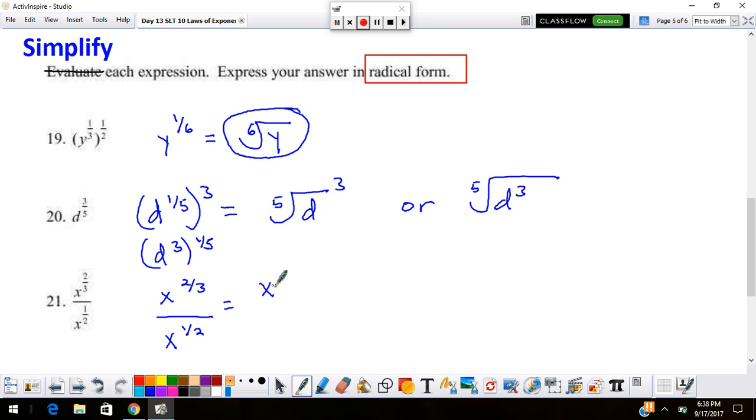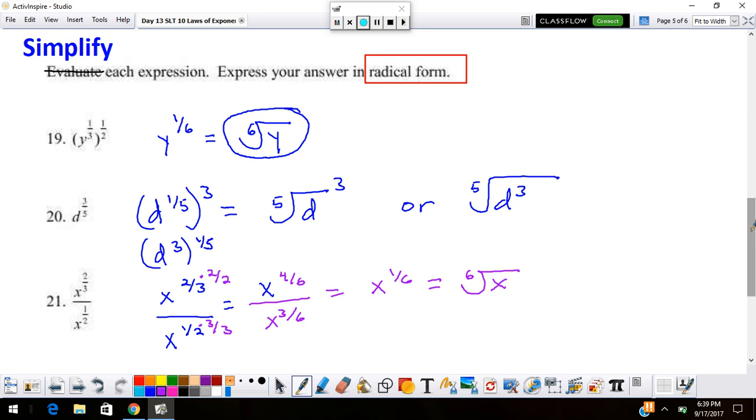How about 6? So I'm going to multiply this fraction by 2 over 2, and this fraction by 3 over 3. And I'm going to have x to the 4/6 minus x to the 3/6. And then what's 4 minus 3? 1. So I'm going to have x to the 1/6. Again, first I created common denominators, then I subtracted. Now I'm going to write this as the 6th root of x.